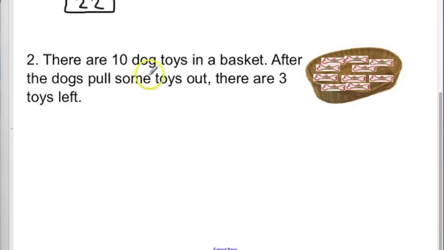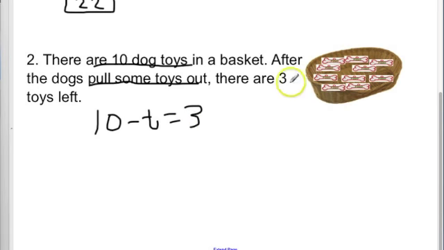There are 10 dog toys in a basket. After the dogs pull some toys out, there are 3 toys left. So we're going to pay attention to this part, that there are 10 dog toys in a basket. So we know that 10 are there. After the dogs pull some out, so they pull some toys out, so we're going to subtract t. There are 3 toys left, equals 3. 10 minus t equals 3, because there are 3 toys left.